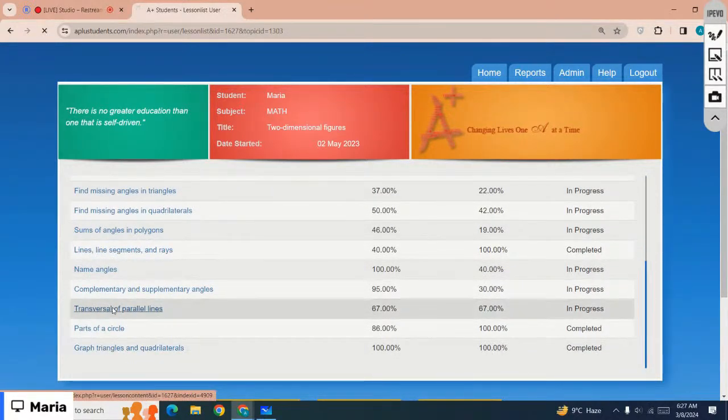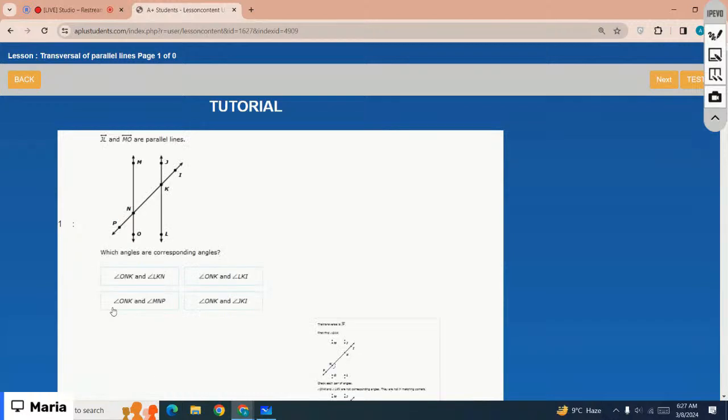transversals of parallel lines. Okay, JL and MO are parallel. Which angles are corresponding angles?